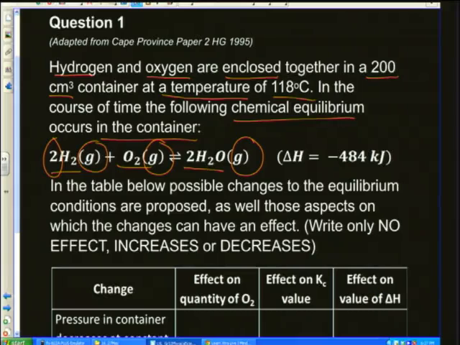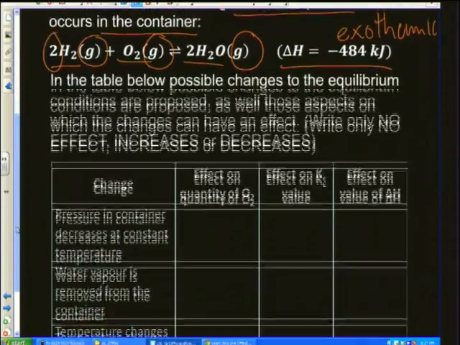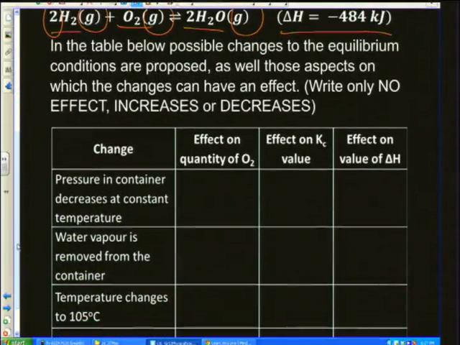We're also told here that delta H is negative. This means that it is exothermic. Okay, means it's giving off heat, and we'll need to use that in our calculation now. So let's go to the next part.